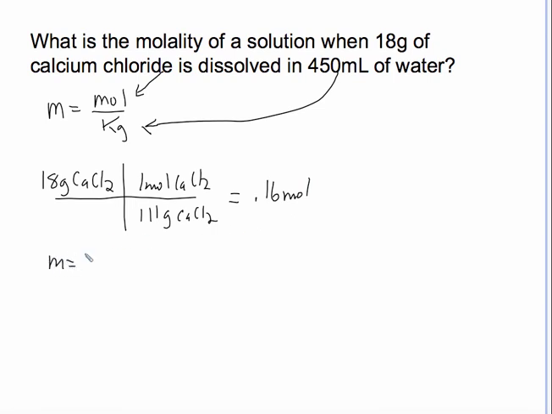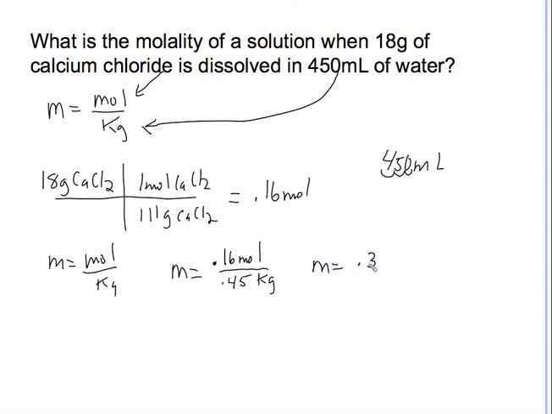Now I got to divide that. I'm going to use this formula, so let me write the formula first. So moles over kilograms. Now I'm going to substitute in: molality equals the moles, 0.16 moles, divided by the kilograms. Now I have 450 milliliters. To change that to kilograms, you can just move the decimal 3 spots. And so I have 0.45 kilograms of water. So if I take 0.16 divided by 0.45, I get that my molality equals 0.36 moles per kilogram, or 0.36 little m.